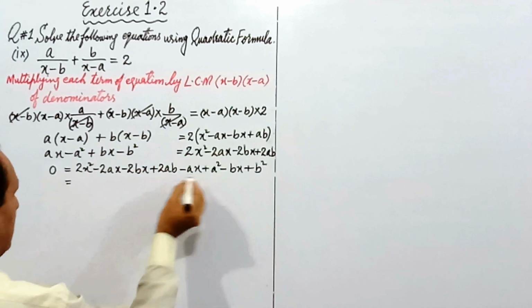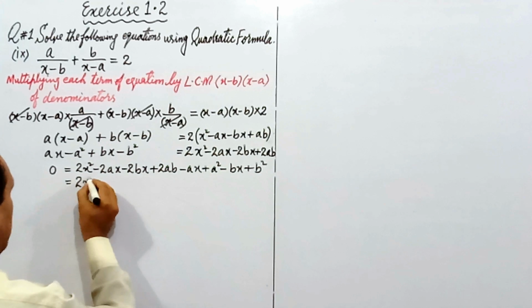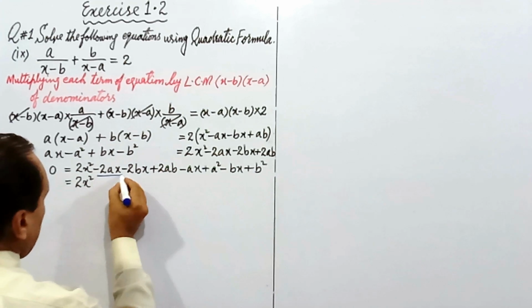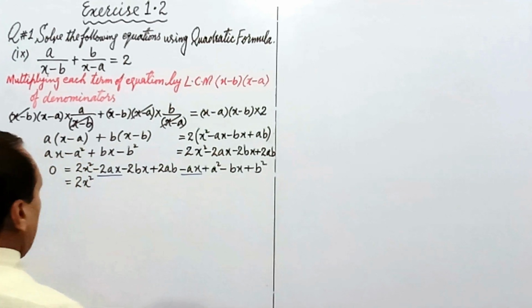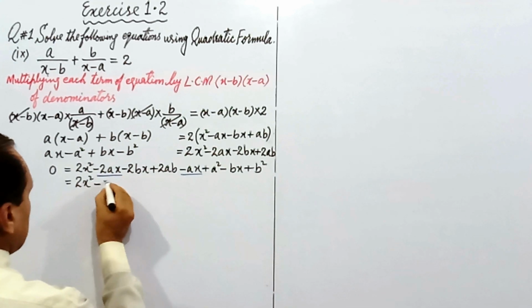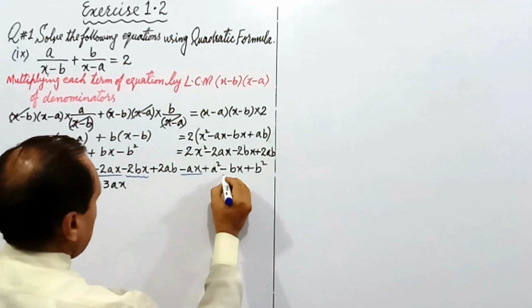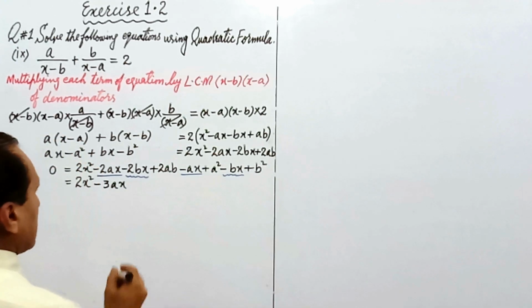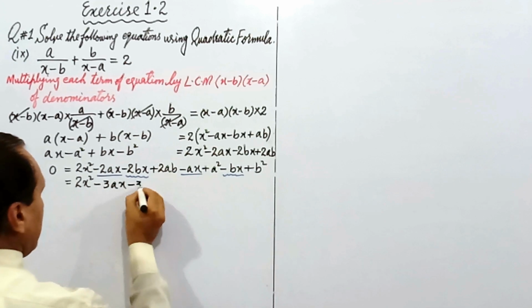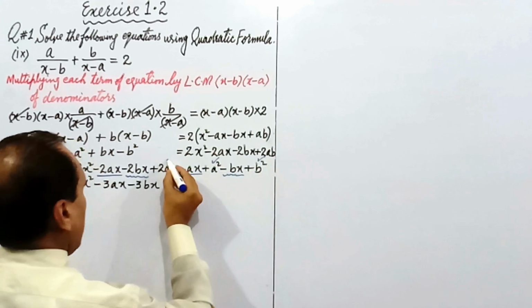Now we arrange these values according to the phenomena of like terms. So 2x square is the highest degree term, we write as the first term. We observe minus 2ax and minus ax are like terms, so minus 2 minus 1 becomes minus 3ax. Similarly, minus 2bx and minus bx are present over here. Like terms having the same sign, we do addition, minus 2 minus 1 becomes minus 3bx. Rest of the values, a square, b square and 2ab.